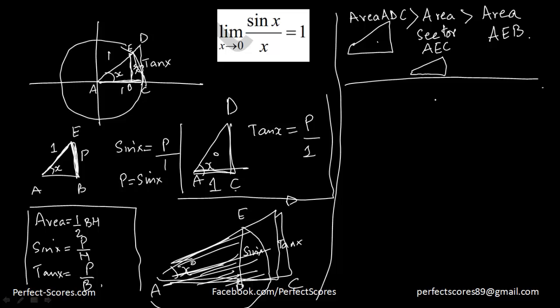So what is the area of ADC? Area of ADC is half base into height, which is going to be half into base.